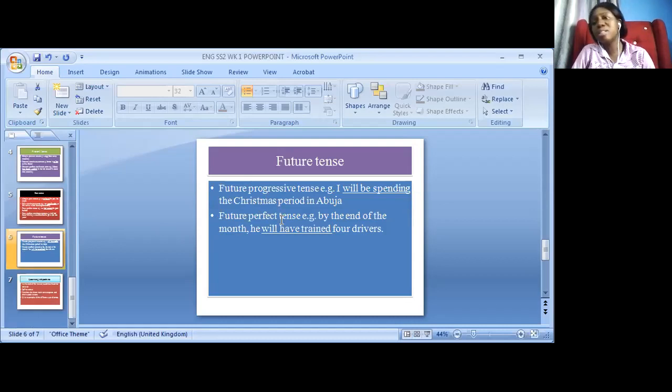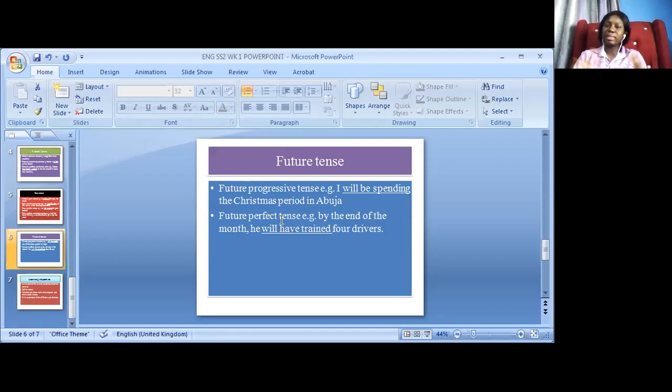Now, the future progressive tense simply illustrates an action that will be in progress in the future, that will be ongoing in the future. Like when that particular action starts in the future, it is not something that will start and stop immediately. It is going to take a while. That's progressive. It is going to be ongoing for a while. For example, it says, I will be spending the Christmas period in Abuja.